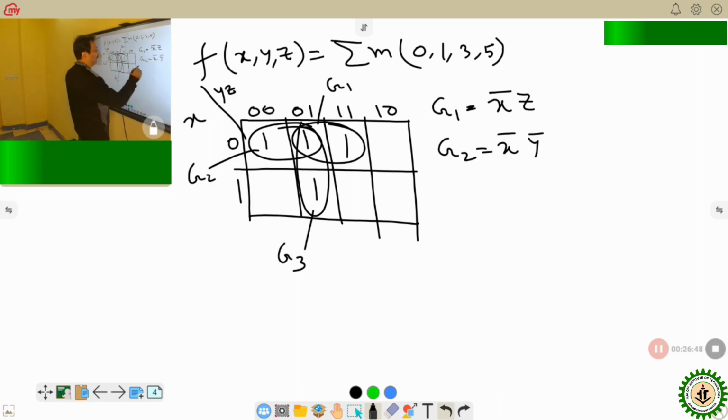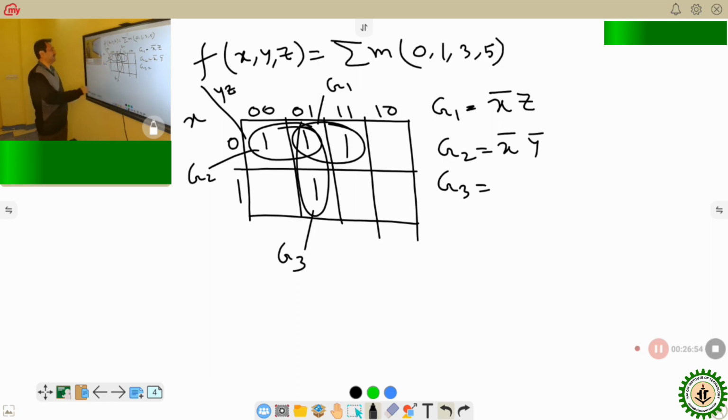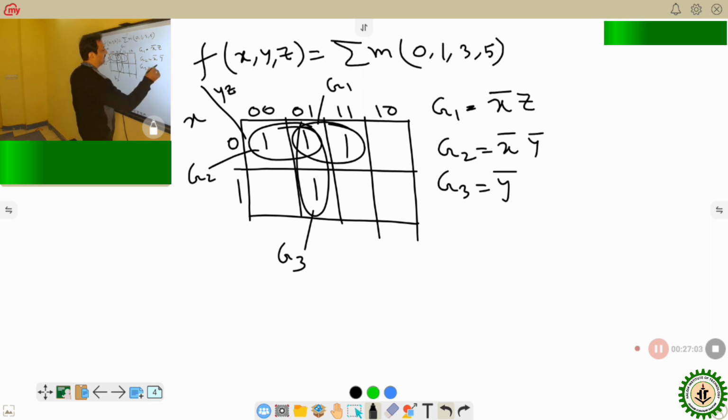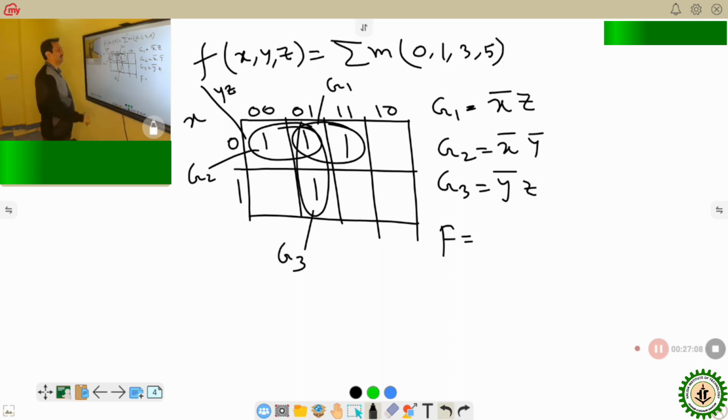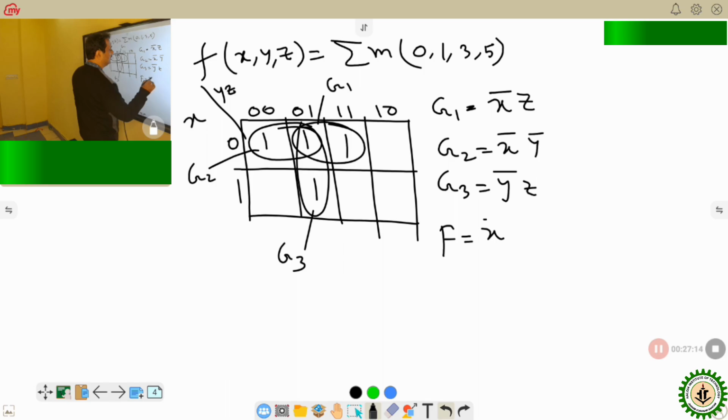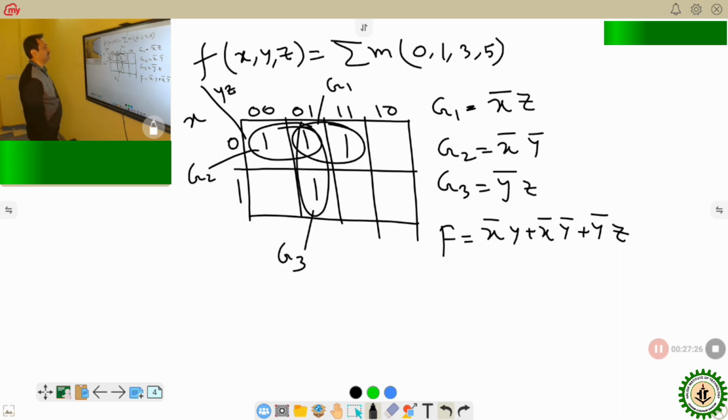And next, in group 3, what are the unchanged variables? x has already changed from 0 to 1. The unchanged variables are y and z. The value of y is 0 and z is 1. So that is why y bar z. Now what is the Boolean function, the logical expression? It is equal to x bar z plus x bar y bar plus y bar z. So this is the most simplified form of this Boolean function. Okay.